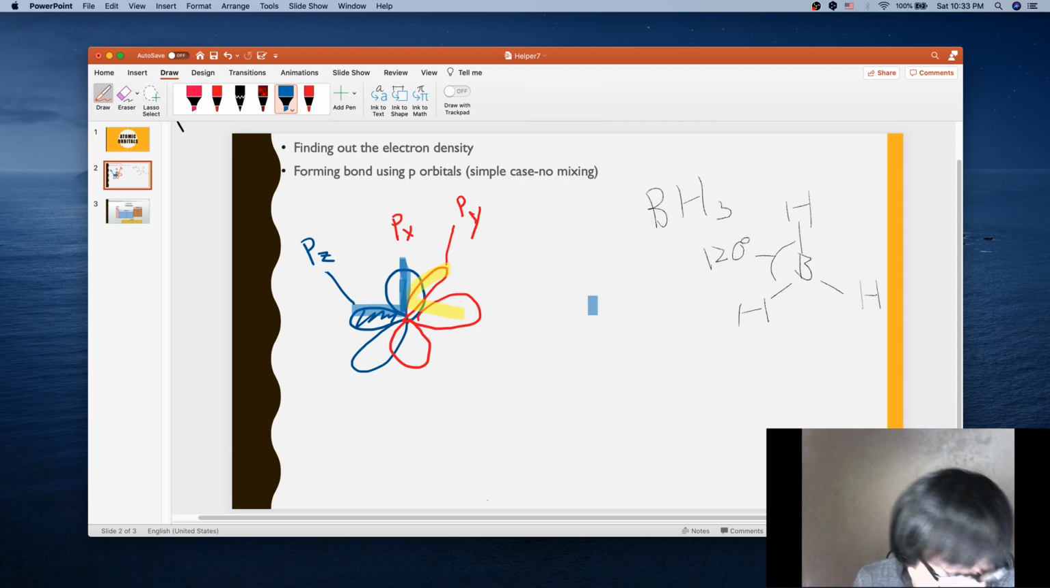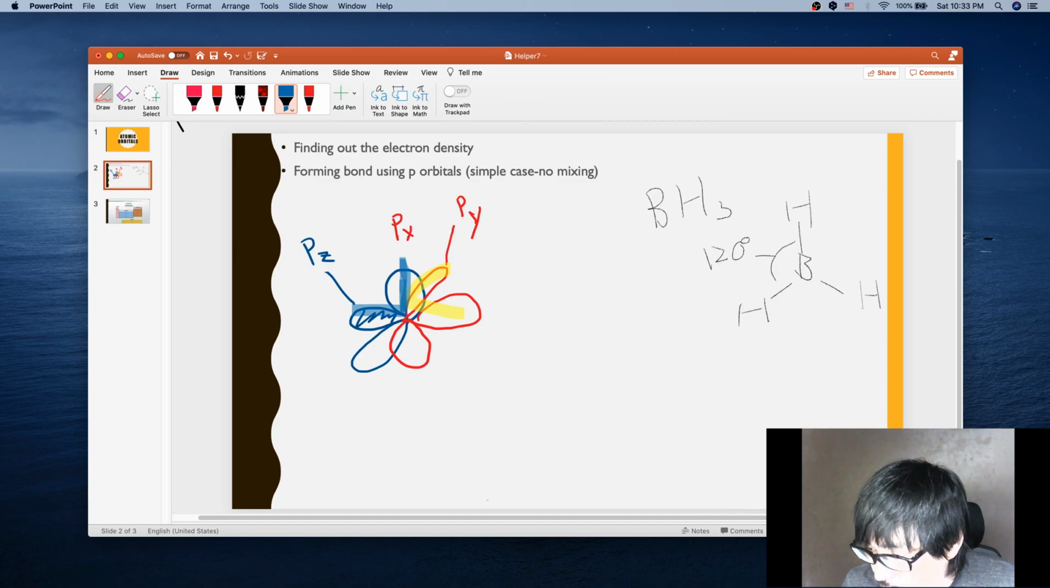The same goes for d orbitals. If you take a look at the d orbital pictures, you will realize that you cannot make 120 degrees. So how are they actually making this 120 degrees in BH3? That's something we're going to have to deal with in the next quiz. So I think this is probably good enough for you to complete quiz number 12.